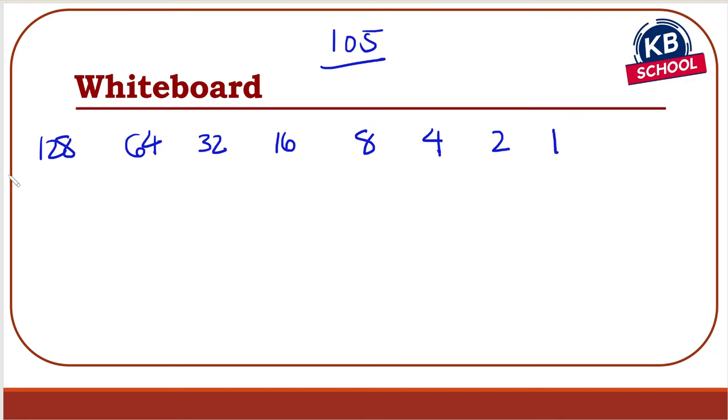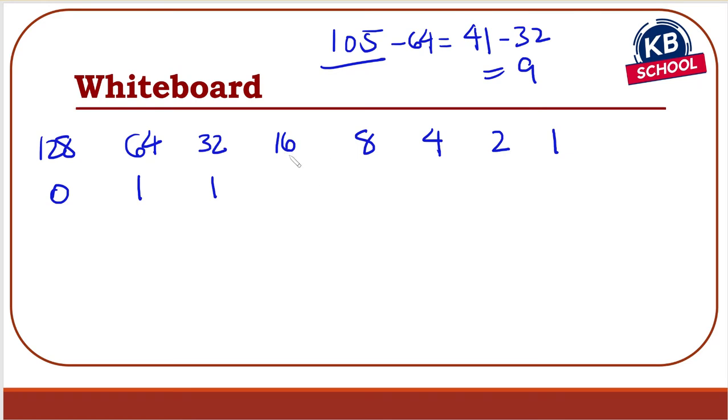Again, 105, start from left to right. If I put a 1 over 128, it would put me over the number. I'll put a 0. 64 is good. I'll put 64 over here, and subtract it from 105. That gives me 41 left. 41 left over, I can use 32. If I use 32, I'm left with 9.